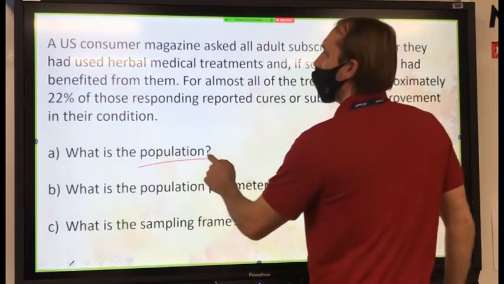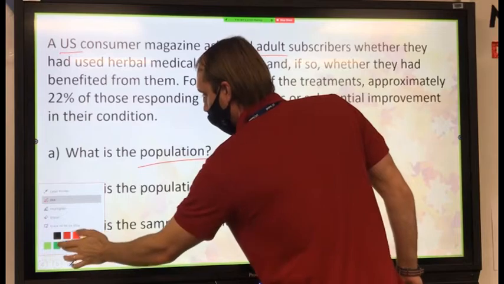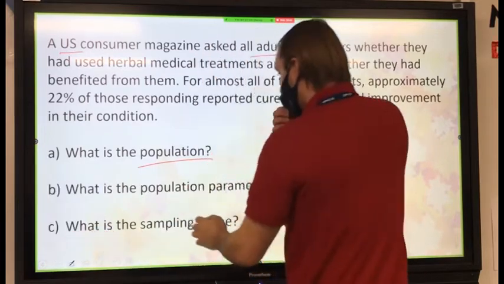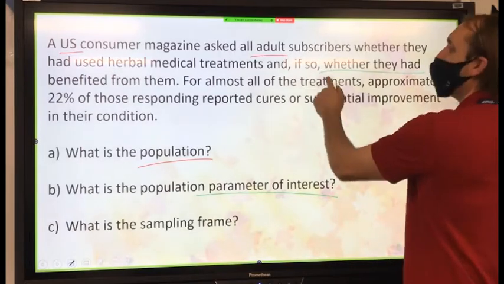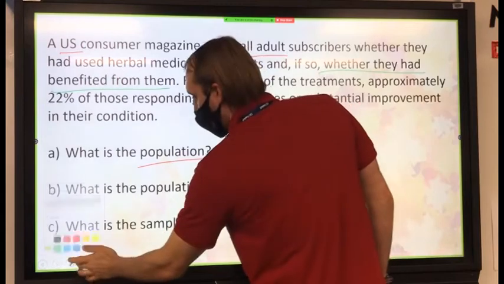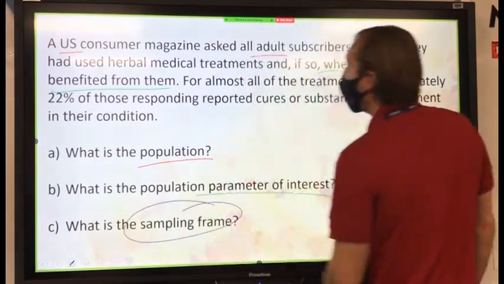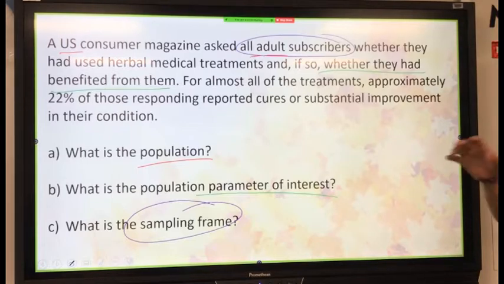So population, U.S. adults. What do we want to know about these adults? Our interest. We want to know what? What do they use and what do they benefit from them? And then the sample frame is the adult subscribers. We're just grabbing from those people.